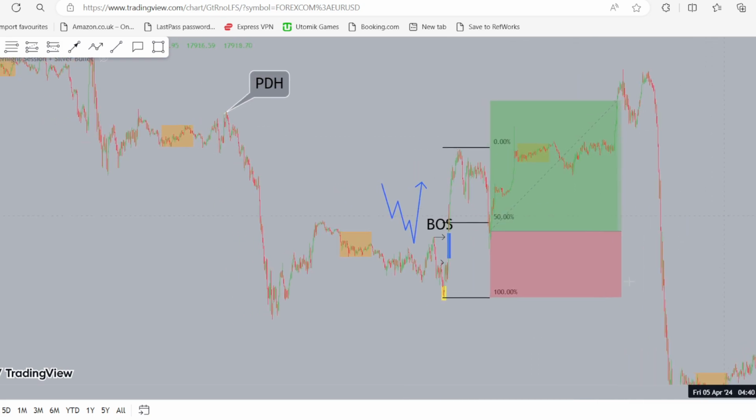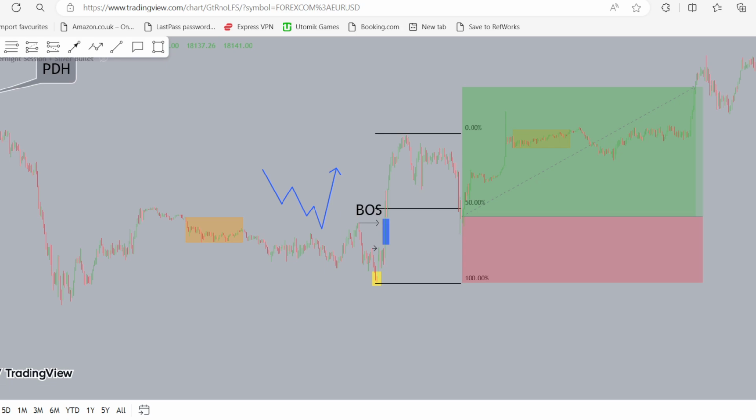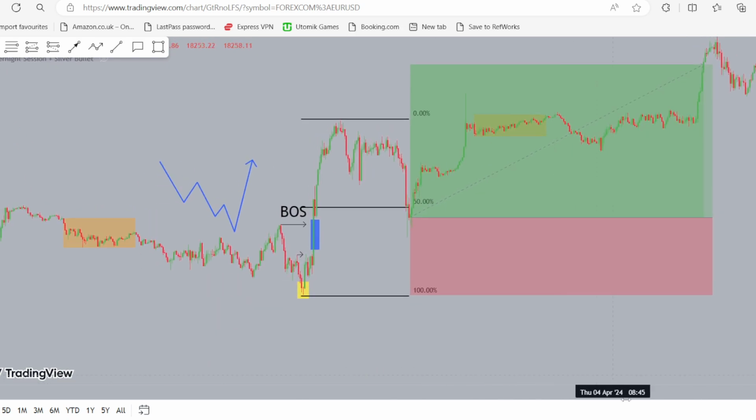So an excellent trade that you could have taken simply understanding what an order block is, but more so keying your fair value gaps as a function of time.